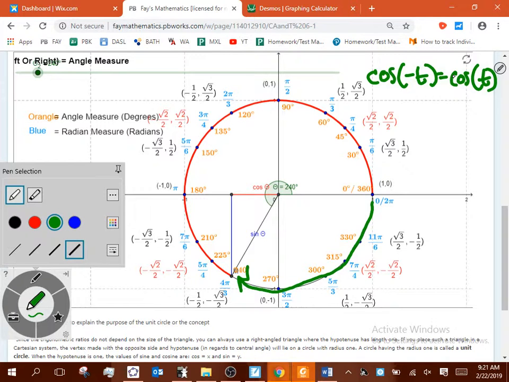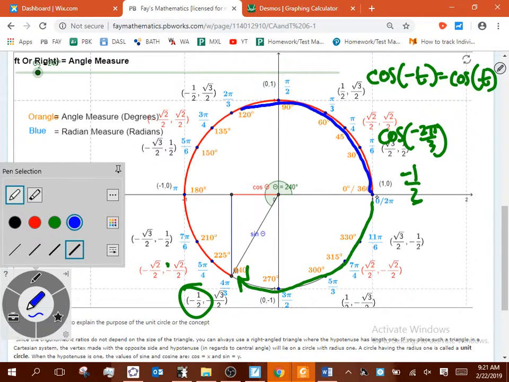again, let's go cosine of negative 2 pi over 3, that value ends up being negative 1/2, right? Okay, it's that value right there. Well, then how does that relate to cosine of 2 pi over 3? Cosine of 2 pi over 3 is that value right there, which is negative 1/2. Do I need to do anything to these two cosine values to equate them?